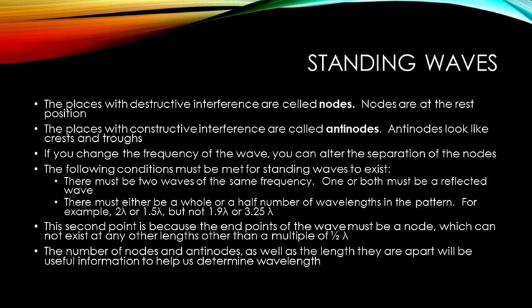The second point is because the end of the wave must be a node, which cannot exist at any wavelength other than a multiple of 1/2 lambda. The number of nodes and antinodes, as well as the length they are apart, will be useful information to help us determine the wavelength.